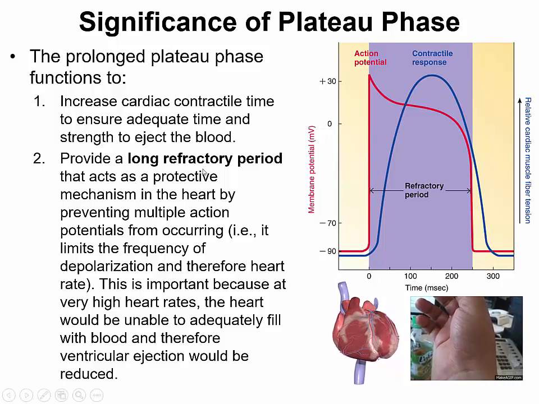It also provides a long refractory period, and this acts as a protective mechanism in the heart by preventing multiple action potentials from occurring. It limits the frequency of depolarization and therefore the heart rate. This is important because at very high heart rates, the heart would be unable to adequately fill with blood, and therefore ventricular ejection would be reduced. So it gives you that filling time. It gives you that relaxing time to fill with blood.